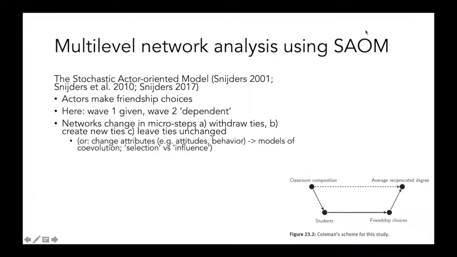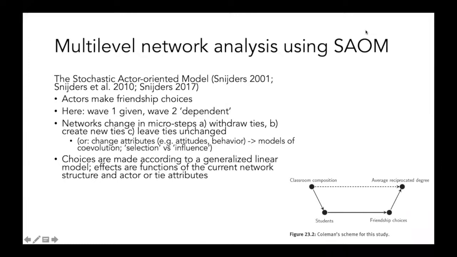In brackets, there is an extension, and many of the people attending here have worked on these kinds of models. One could even extend this idea so that actors could also change attributes, for example attitudes or kinds of behavior, and that leads to the subgroup of models of coevolution, where we can study the network evolution and the evolution of behavior or attitudes simultaneously over time, and, for example, also disentangle processes of selection and processes of influence. That's not part of this model here. Here we look only at the network development.